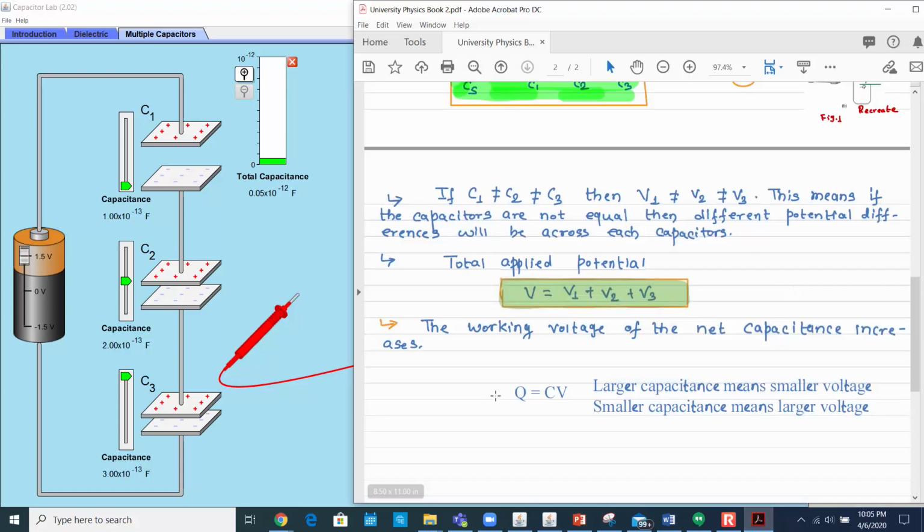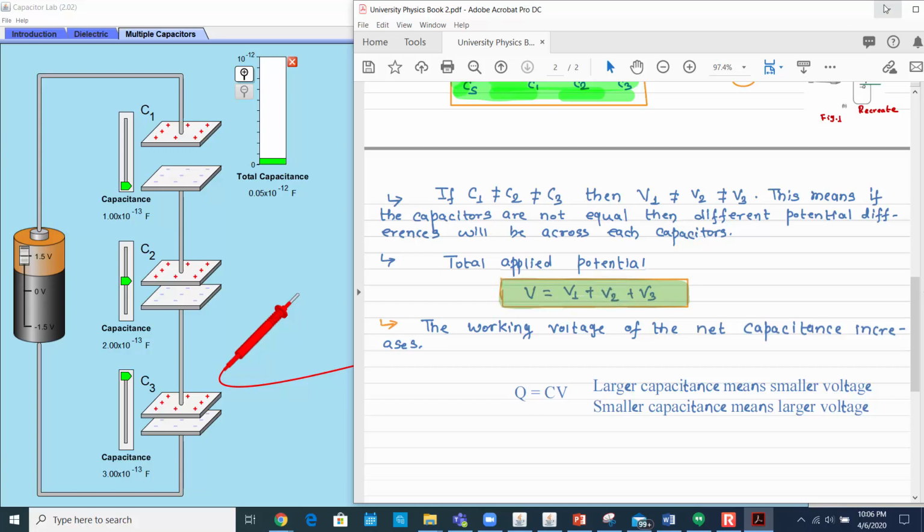As you can see here, Q is equal to CV. The same charge flows through each capacitor. The charge on C1, C2 and C3, it doesn't matter which one is the bigger capacitor, the same charge flows through each capacitor. So Q is exactly the same. If Q is the same, that means if C is greater, V has to be smaller, which means the higher the capacitance is, the smaller is the potential drop across it.